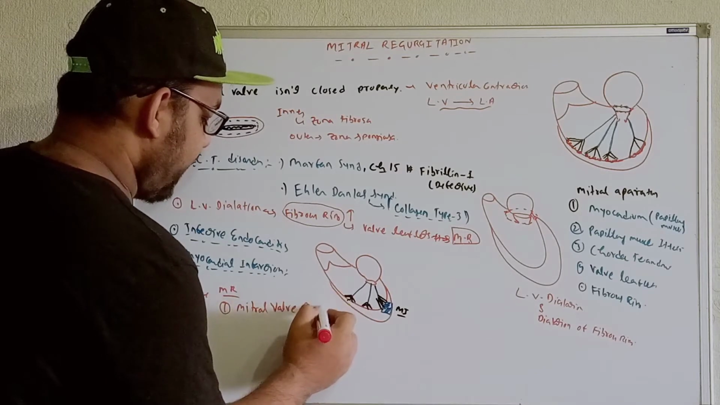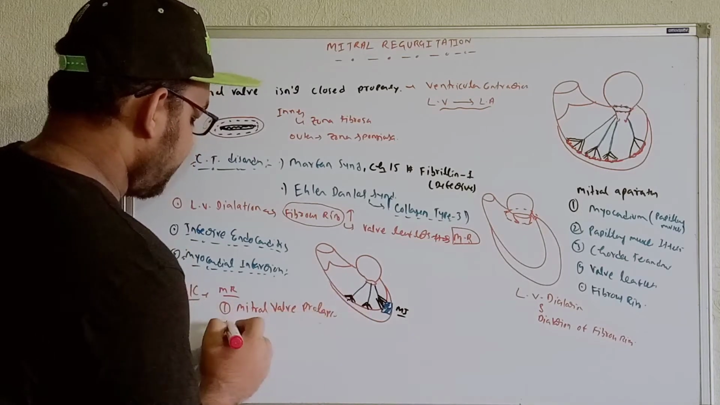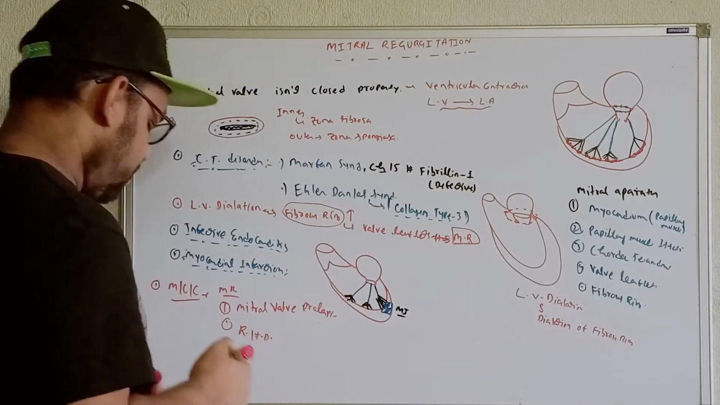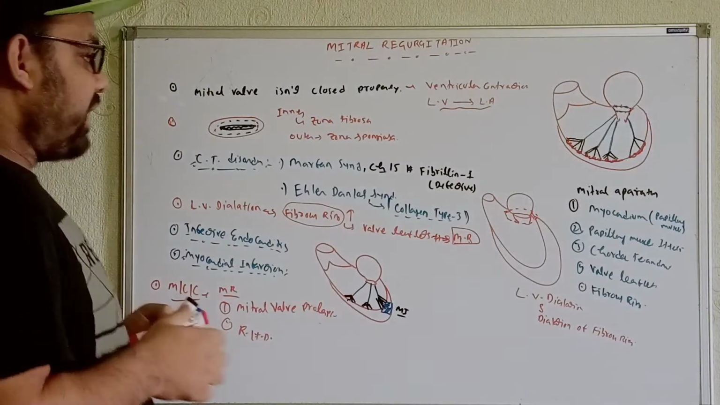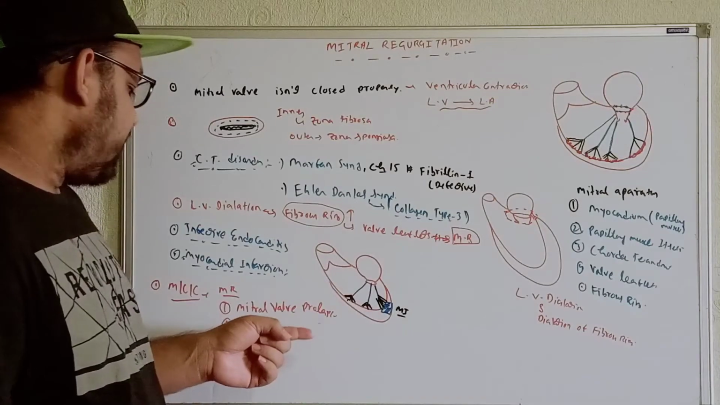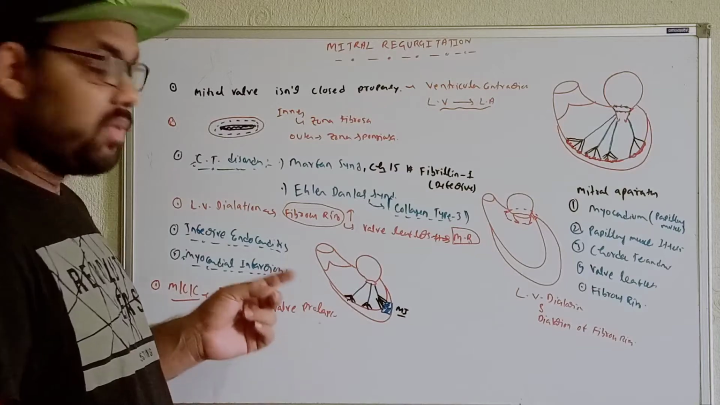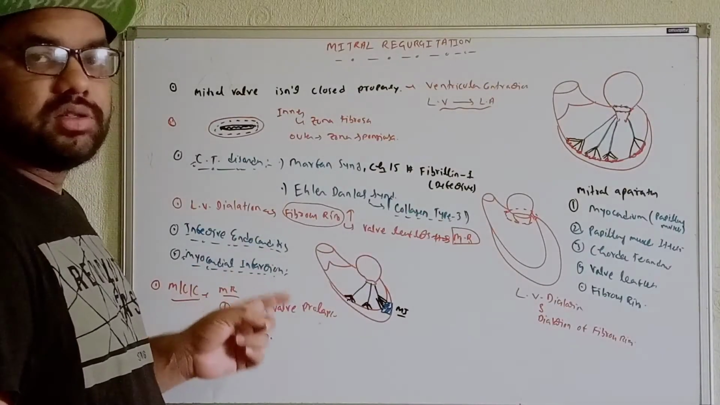And what about the second? The rheumatic heart disease. Rheumatic heart disease can also develop mitral regurgitations. So if we see the development of mitral regurgitations, we can think about rheumatic disease, because rheumatic heart disease is one of the most important causes of mitral regurgitations.